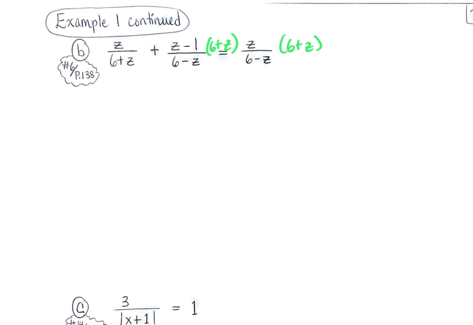So what's that? You're saying what's that as in like? 6 multiplied by 6. 6 times 6 is what? 36. Will that make the 6 plus z go away or the 6 minus z go away? What will make the 6 plus z and the 6 minus z go away?